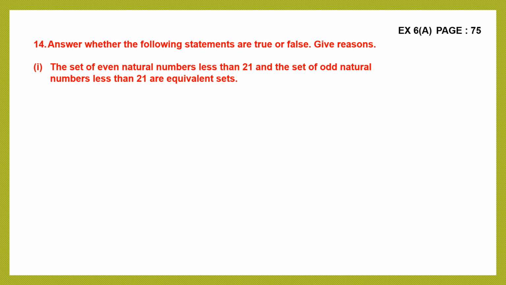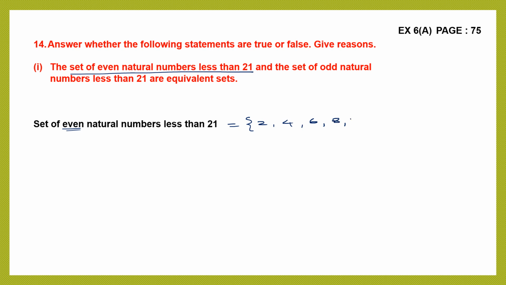So let's look at the first part, the set of even natural numbers less than 21. Let's write that. What will be the even natural numbers less than 21? Let's begin. Natural numbers begin with 1, but we are talking about even numbers. So 2, 4, 6, 8, 10, 12, 14, 16, 18 and 20, less than 21. So we have got the set of even natural numbers less than 21 here.